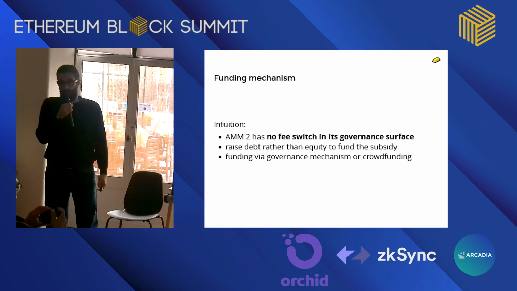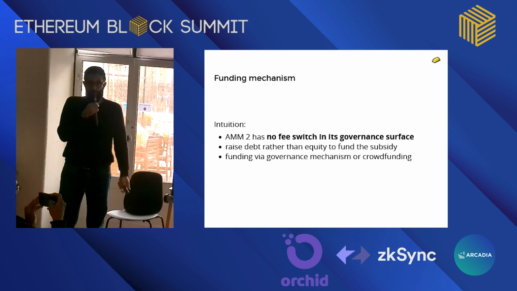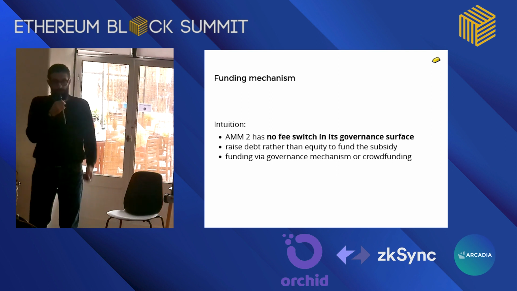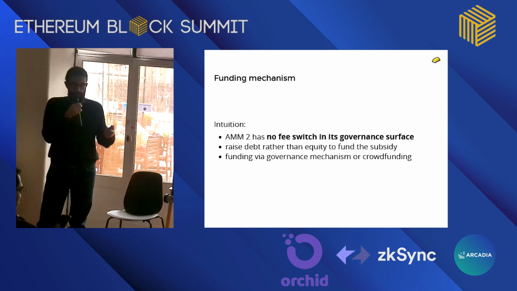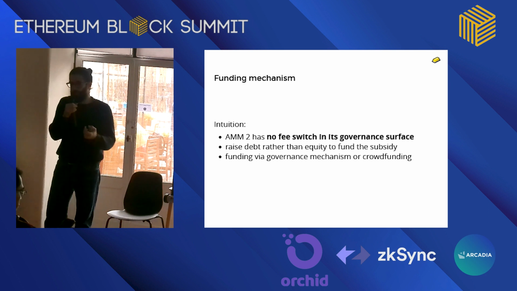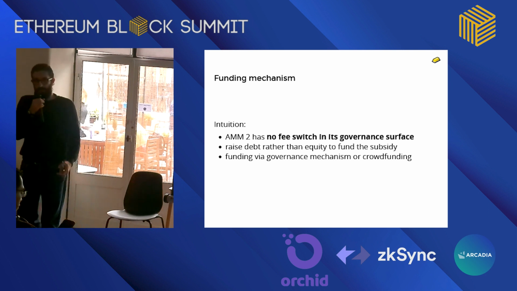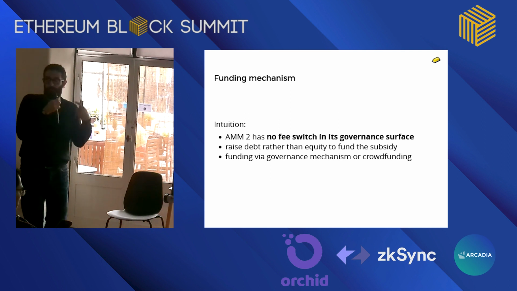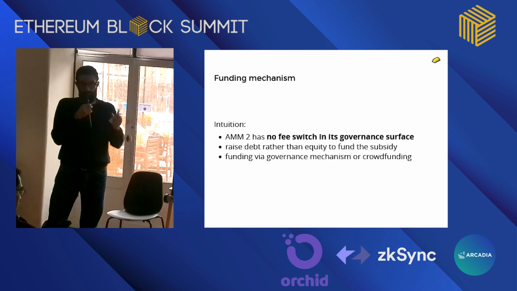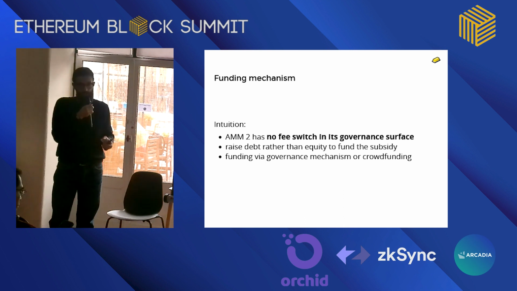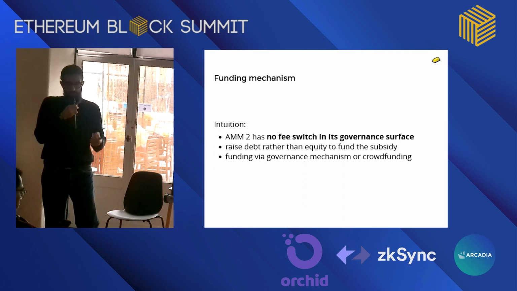And so we need to implement a funding mechanism, so you need to make it so that the AMM2 can pay for it. So basically the approach is, first of all, AMM2 has no fee switch in its governance surface. Governance surface means there's no parameter for the fee switch, so that's good because it means that we can implement some governance mechanisms and not be afraid of the same problem. So AMM2 will not end up doing the same as AMM1 because it doesn't have a fee switch at all.